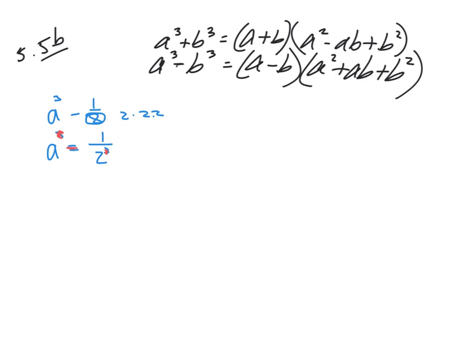Oops, I don't know why I keep putting an equal sign. That's a minus 1/2. So that's my a, and that's my b. So because it's a difference of two cubes, I'm going to use this formula right there.